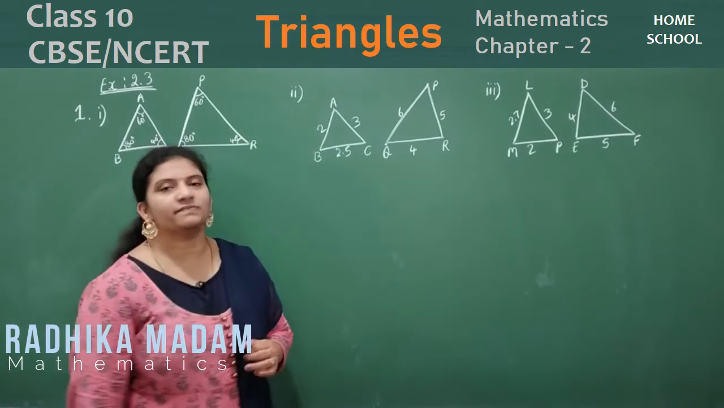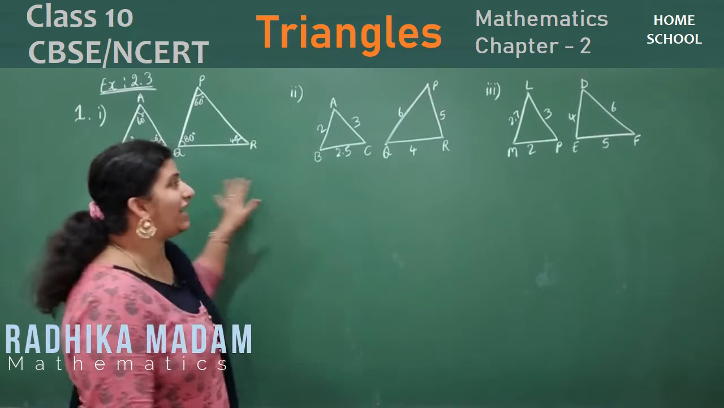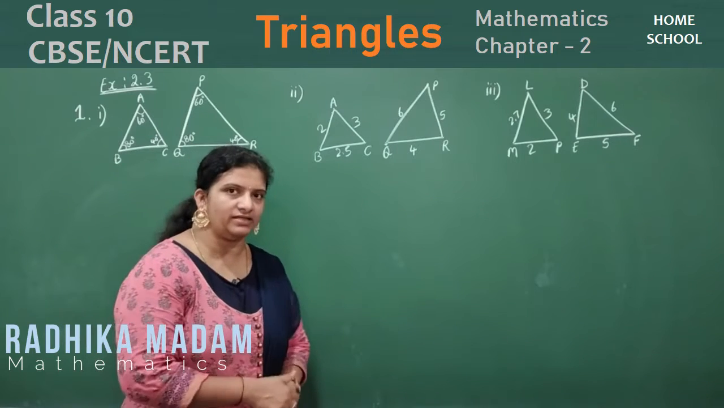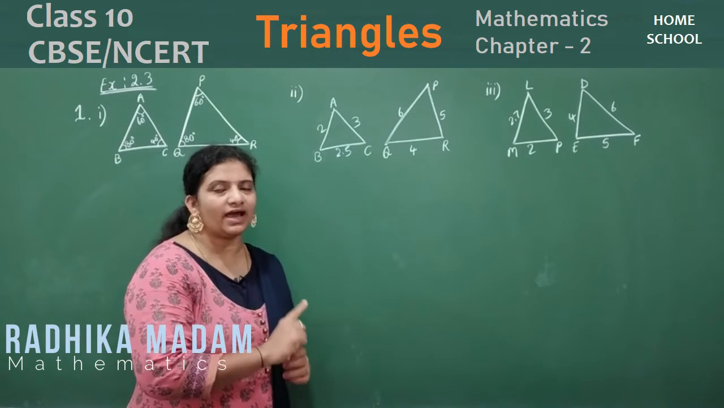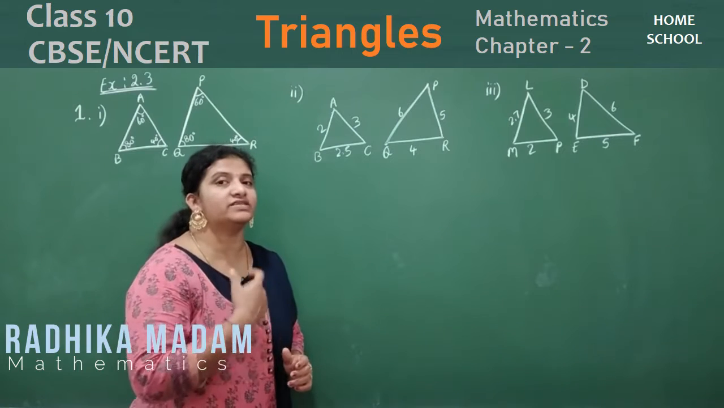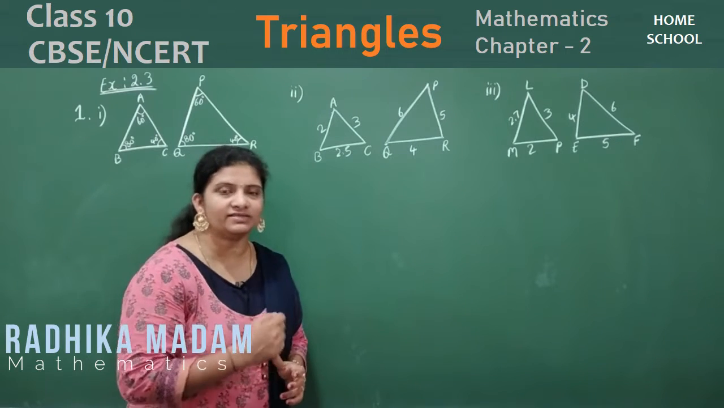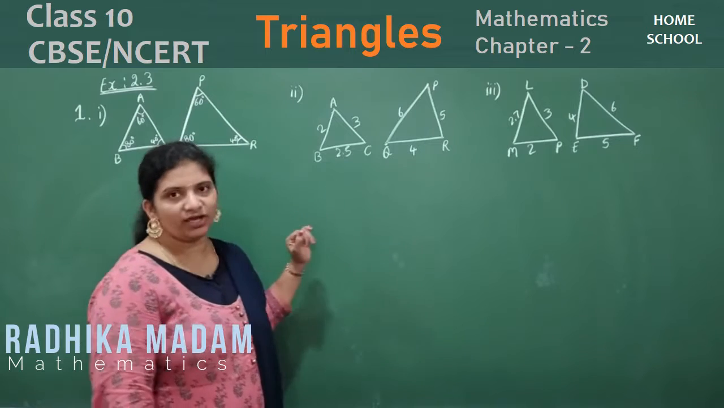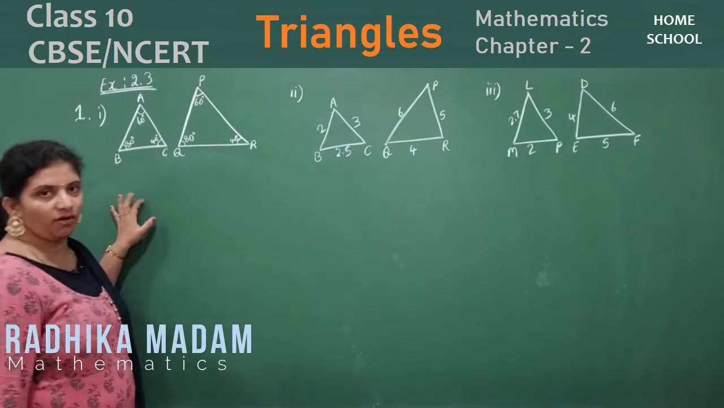So what does this mean, children? You can see pair of triangles. Pair means 2. Pairs of triangles, check whether they are similar or not. And if they are similar, by which similarity criteria they are similar? You need to write that. So let's start our session today with your first problem.